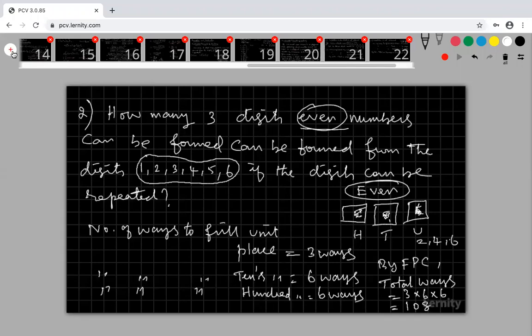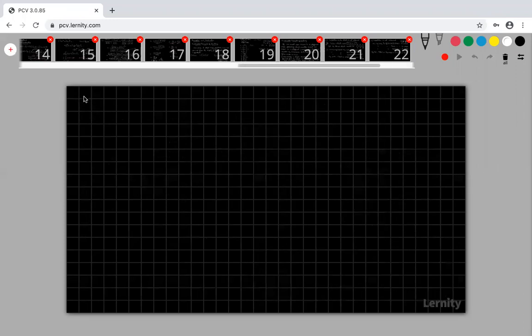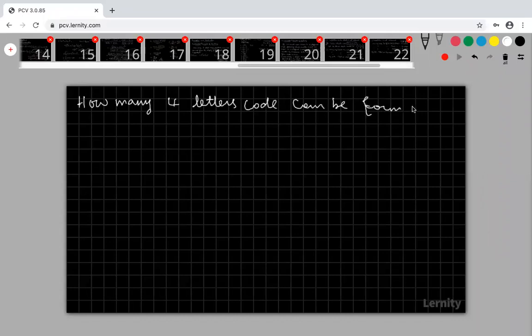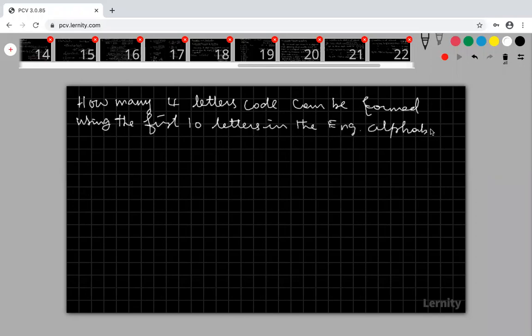Right. Now come to the next one. How many 4 letters code can be formed using the first 10 letters of the English alphabet, if no letter can be repeated.